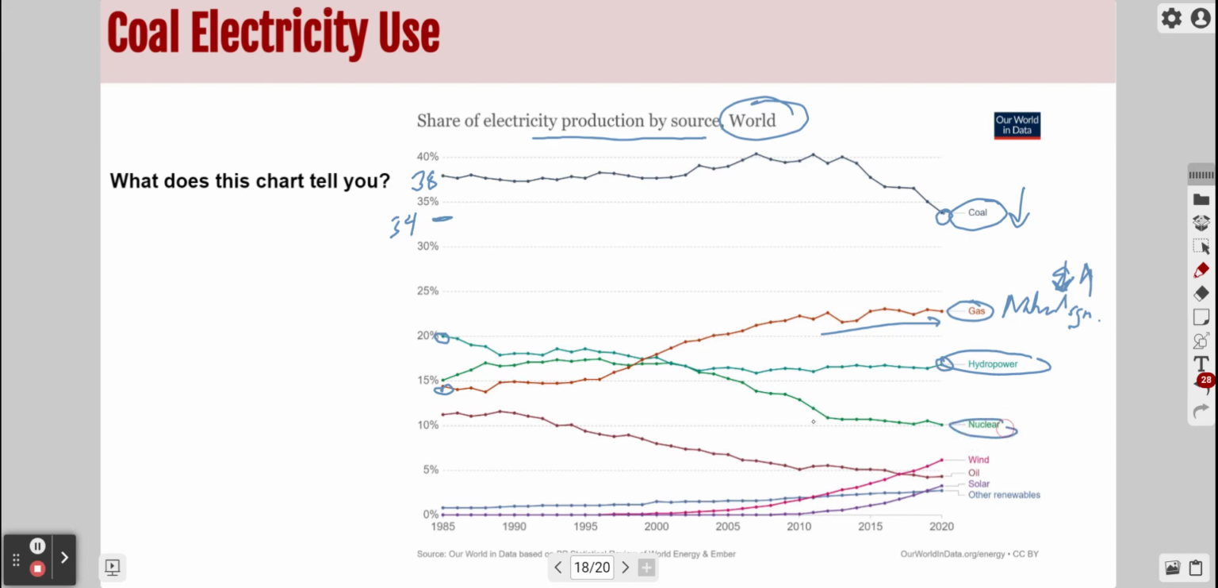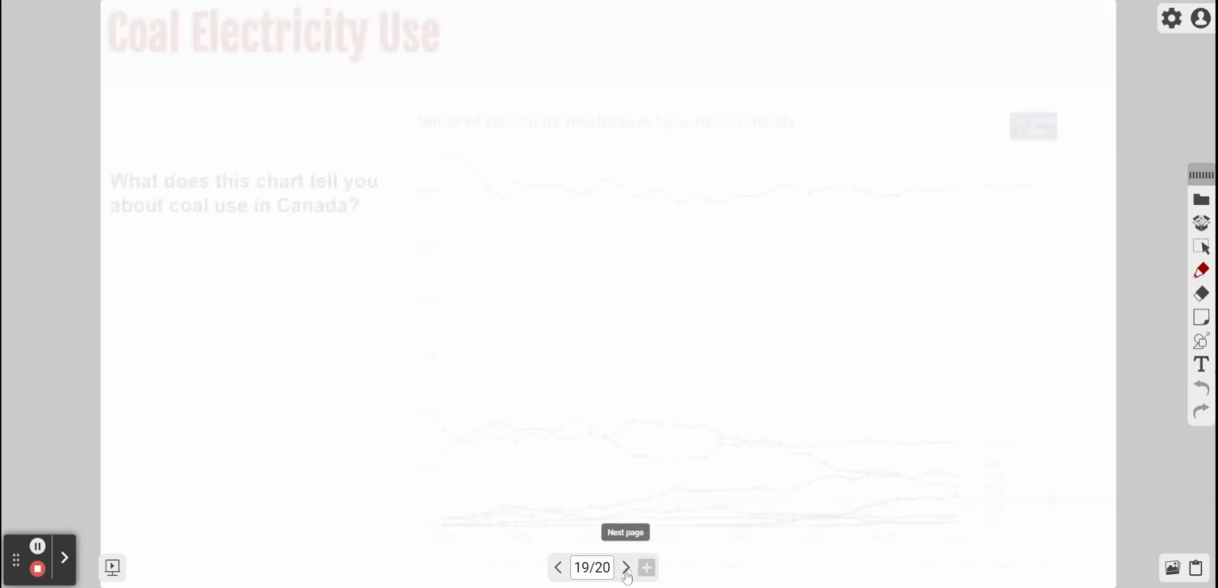Nuclear has definitely gone down. It looks like it started at 15% in 85, gone up a bit, and then now it's down to 10, which is interesting. We will be talking about nuclear next. You can see oil has steadily been going down, but wind has been increasing. So that's great to see. This is a renewable resource, which we're going to also be talking about. And solar has been increasing too. Now, keep in mind, this is across the world and only from 1985 to 2020. So that's how I would read that chart and talk about what I see there.